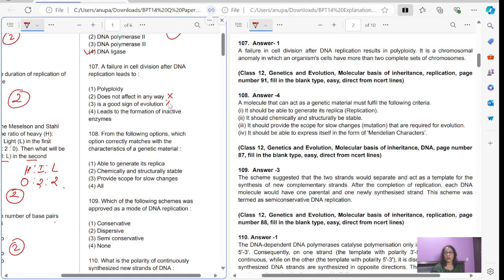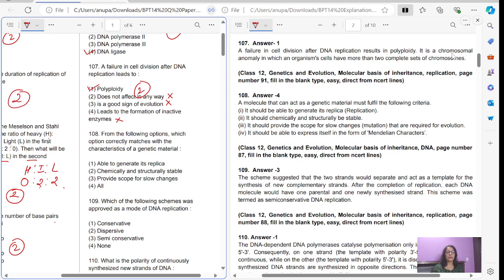This is also not a good option, correct? It leads to the formation of inactive enzyme. This is also not right. So the answer will be polyploidy. That is, the failure in cell division after DNA replication leads to polyploidy.